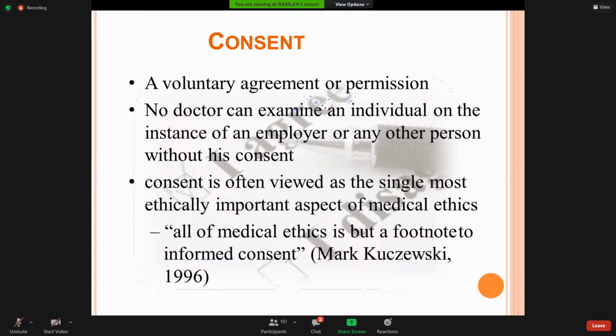Consent is often viewed as the single most important ethical aspect of medical ethics, as I already mentioned to you, because autonomy, beneficence and non-maleficence are all the gist of your consent. All of medical ethics is but a footnote to informed consent. We emphasize informed consent because it is the most important, and the legal and valid form of consent, which we are going to discuss in the upcoming slides.